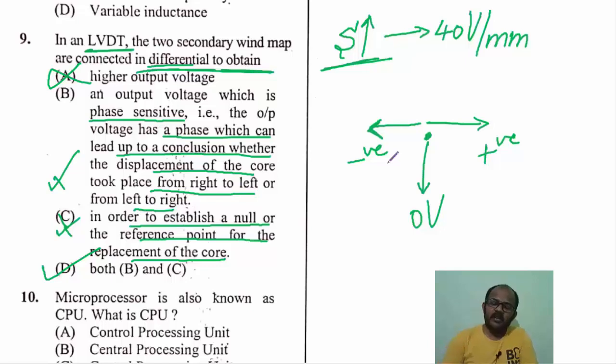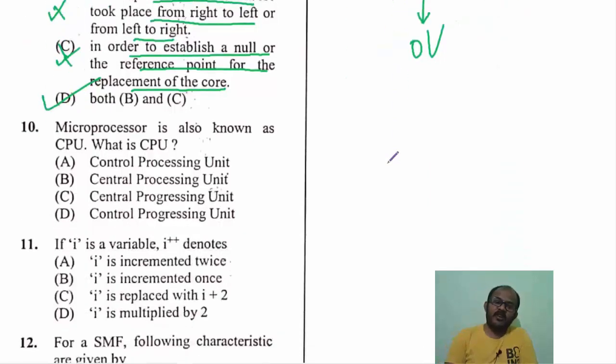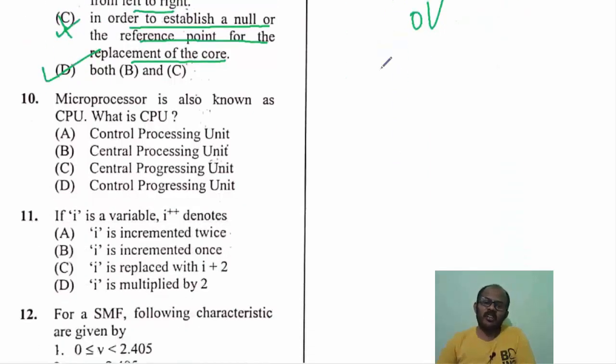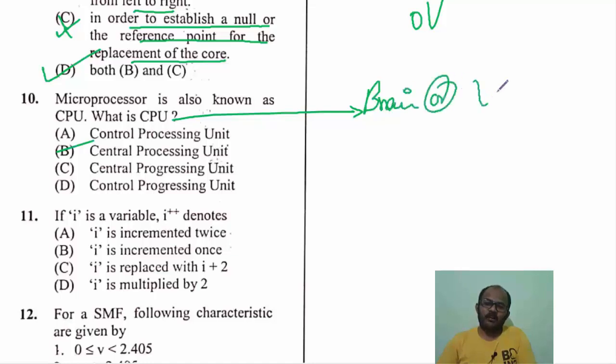Able to follow? 10th question is based on microprocessor. What they have told is microprocessor is also known as CPU. CPU stands for Central Processing Unit. We know that CPU is the brain or heart of the computer.